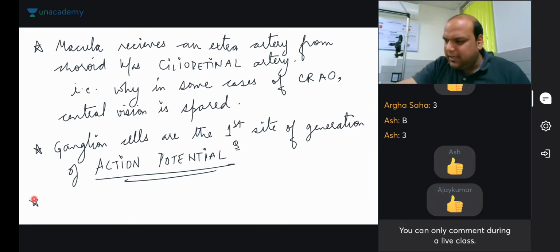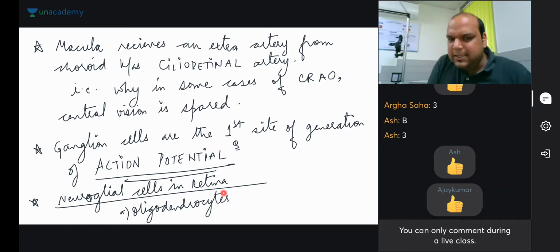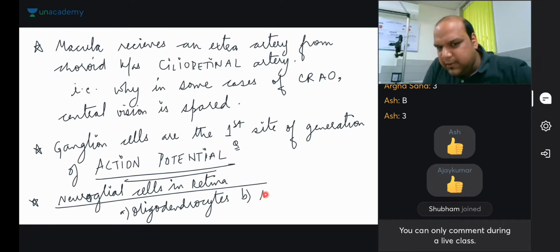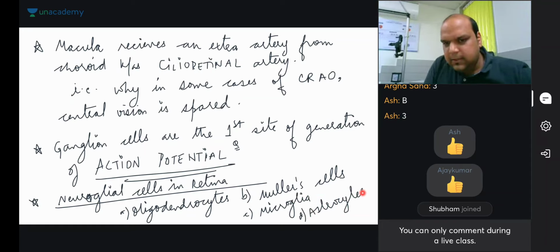One more question which I can tell you: what are neuroglial cells? Which cells are neuroglial in the retina? Neuroglial cells in the retina are obviously number one, oligodendrocytes. There should be no confusion. Then very important cells which I mentioned a little while back, which are called Muller's cells. And then the third important cells are microglia. And then fourth, astrocytes. So these 4 cells form the neuroglial cells in the retina.